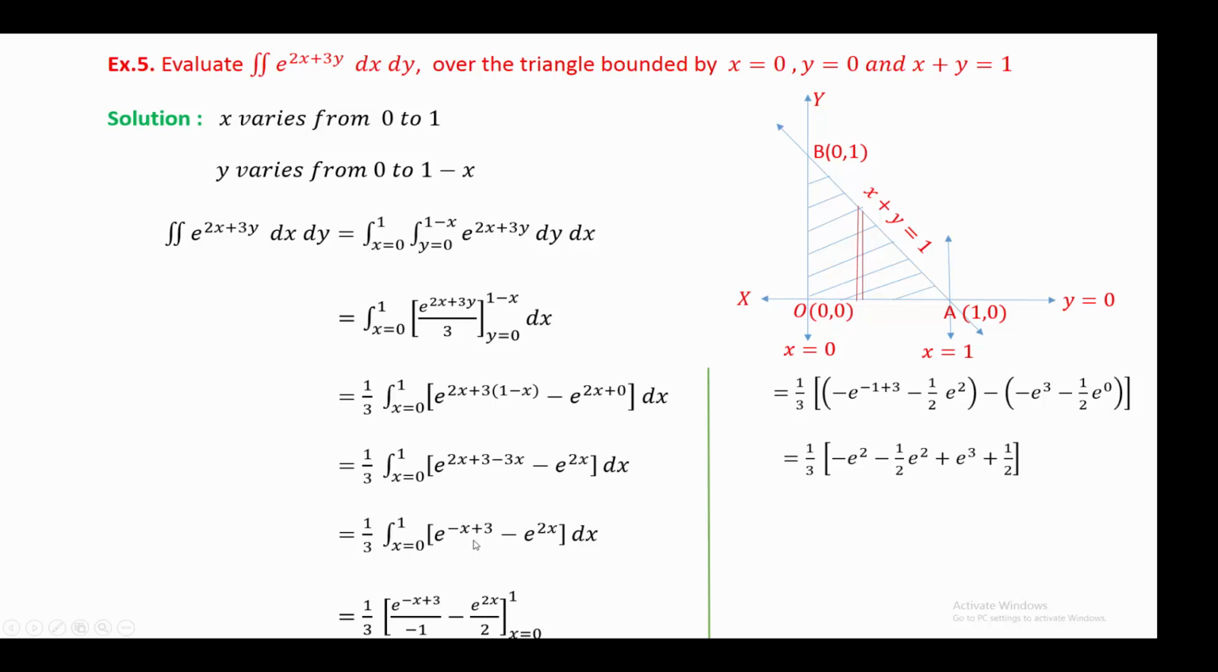This term is minus of e square minus 1 half e square, then this minus minus become plus e cube and this minus minus become plus 1 half plus 1 half. Now simplify these two terms, therefore we get minus 1 minus 1 half is minus 3 by 2 e square. 1 by 3 inside the bracket 1 half plus e cube minus 3 by 2 e square. Take 1 half common from this bracket, so we get 1 by 6 inside the bracket 1. Now multiply by 2 because 1 half common, so 2 e cube minus 3 e square is the required answer.